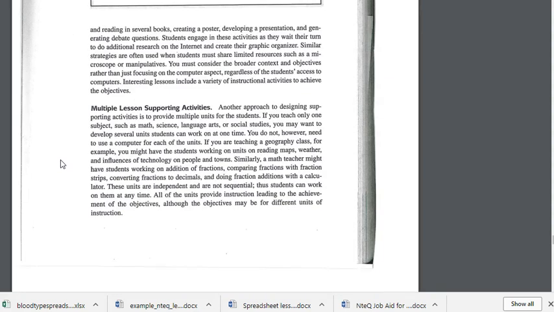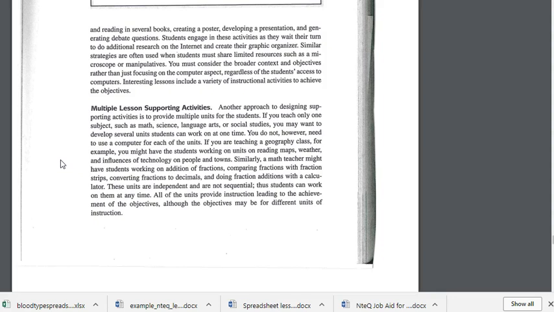Now, the authors also suggest you might have multiple lesson supporting activities. Basically, if you're teaching one subject, secondary level, you're doing only math or science or language arts or social studies, you could have a variety of activities going on that are independent, not sequential, but they're all going to lead to the achievement of the same objectives.